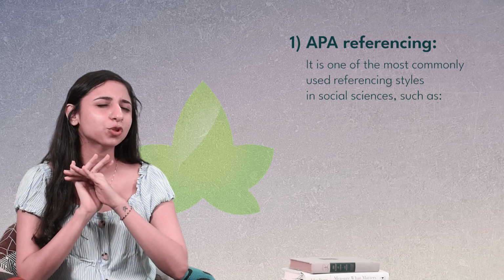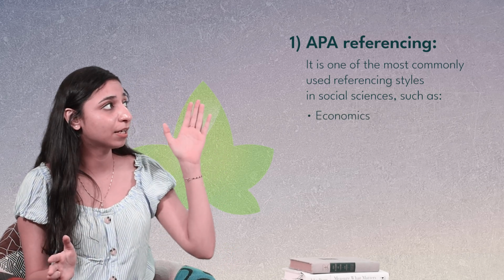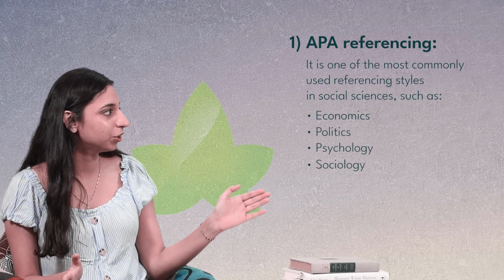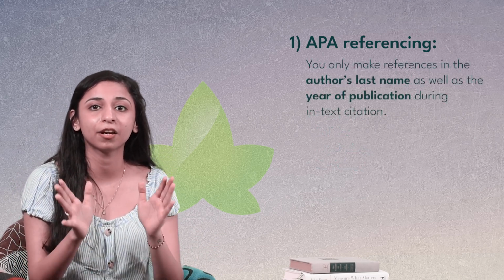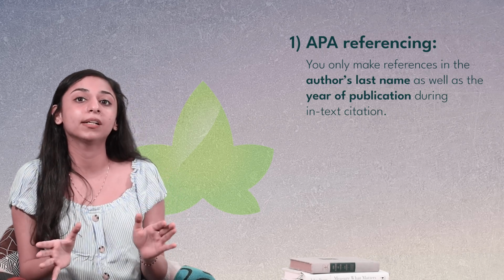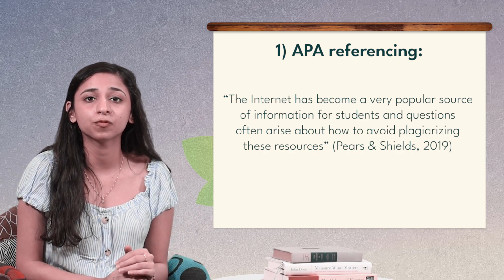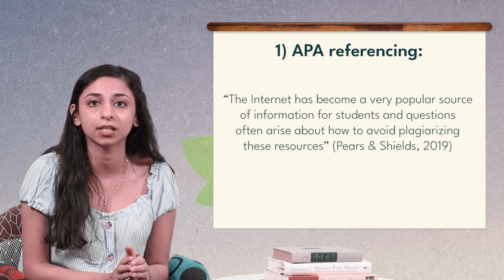It is one of the most commonly used referencing styles in social sciences such as economics, politics, psychology, sociology, and so on. In APA, you only make references in the author's last name as well as the year of publication in your in-text citation. For instance, the internet has become a very popular source of information for students, and questions often arise about how to avoid plagiarizing these resources.